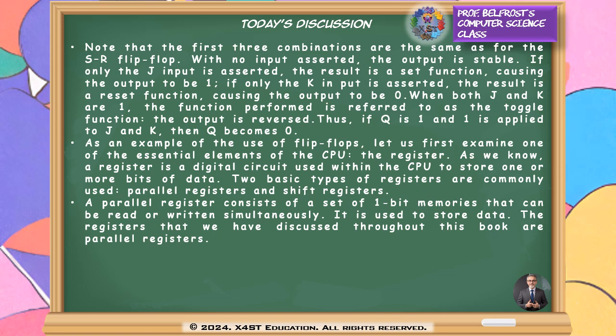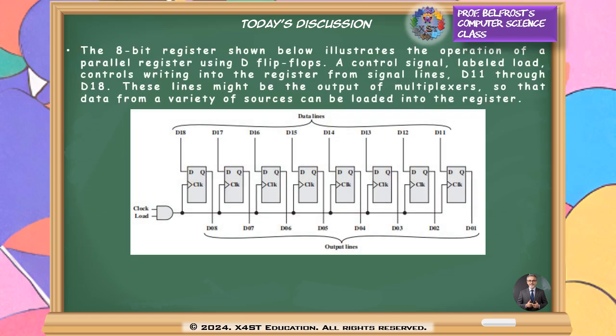A parallel register consists of a set of 1-bit memories that can be read or written simultaneously, and it is used to store data. The registers that we have discussed throughout this lesson are actually parallel registers. Here is an 8-bit register illustrating the operation of a parallel register using D flip-flops. The control signal labeled load controls writing into the register from signal lines D11 through D18. These lines might be the output of multiplexers, so data from a variety of sources can be loaded into the system.